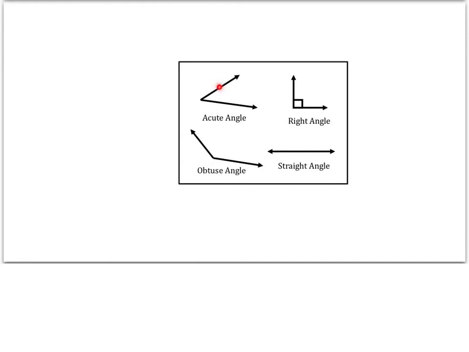An acute angle is an angle that is less than 90 degrees. An obtuse angle is an angle that is greater than 90 degrees. A right angle is an angle that equals exactly 90 degrees. A straight angle is an angle, and notice that it looks like a line, but we're saying it's an angle. A straight angle equals exactly 180 degrees.